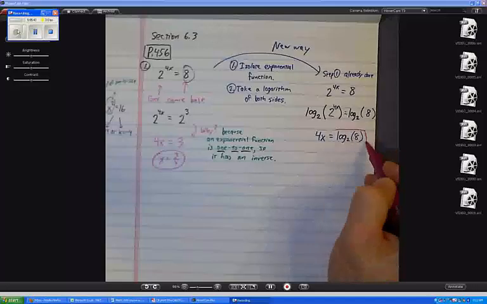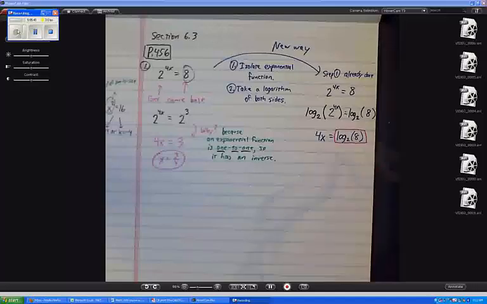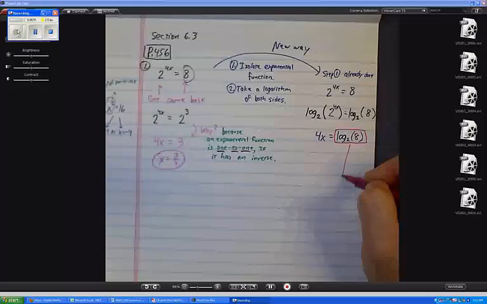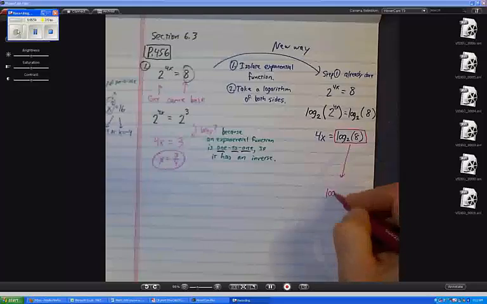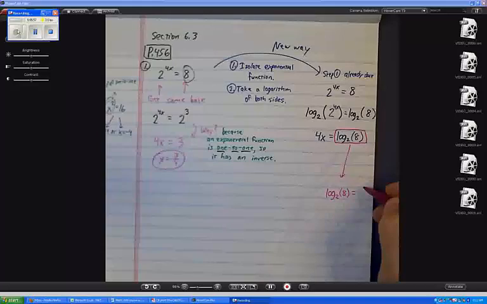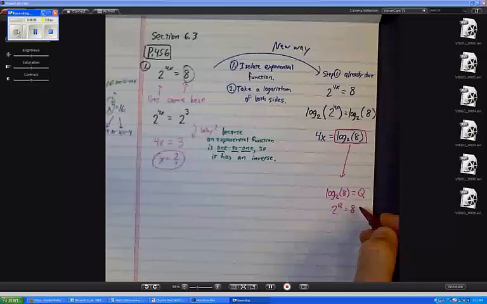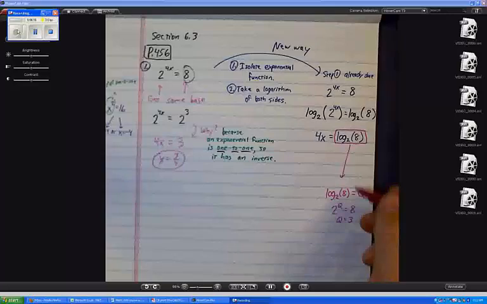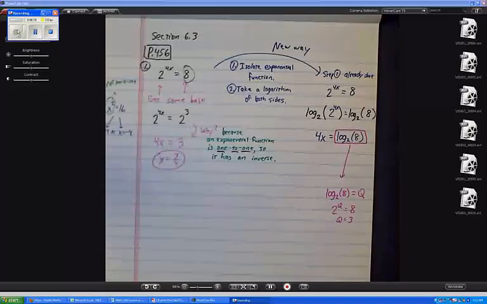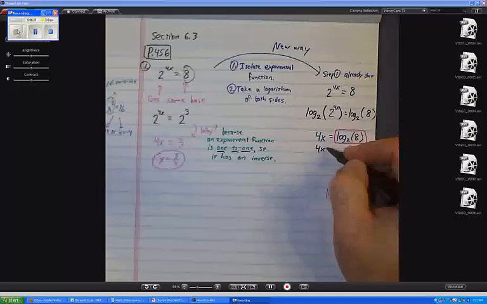Although I know you could figure it out, right? How do I, let me do that over here. How would I figure out what the log base 2 of 8 is? Well, I'll set it equal to some letter like Q. Right? And then what do I write down? 2 to the Q equals 8. And all of a sudden, I'm kind of redoing it the old way, right? And I get Q equals 3. And so eventually I get this. 4x equals 3. X equals 3/4.